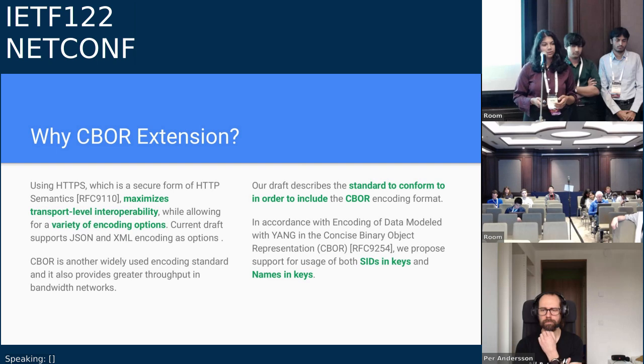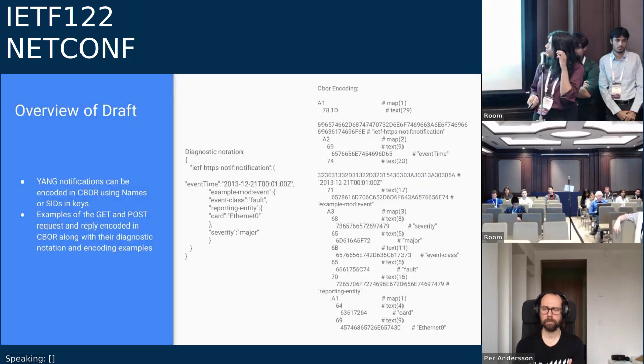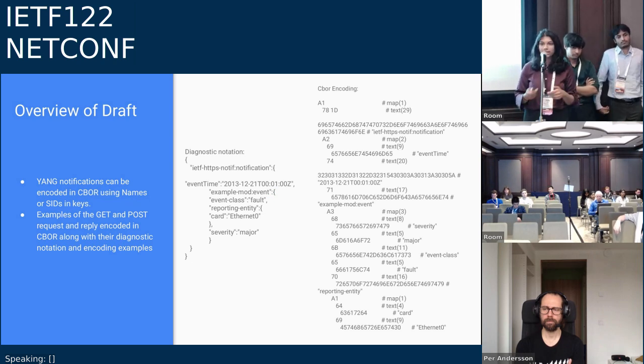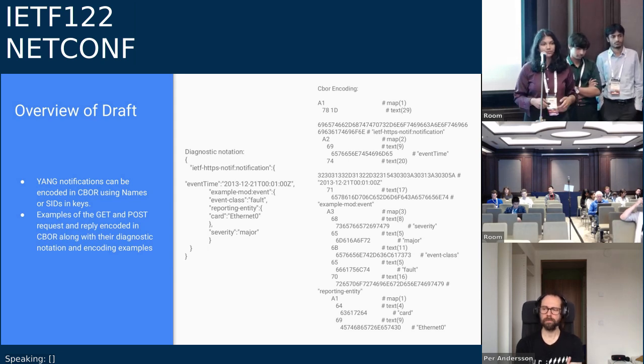As we already saw in the results, CBOR performs very well compared to XML and JSON, especially in lower bandwidth networks. So in accordance with RFC 9254, we propose usage of both SIDs, or schema identifiers, as keys and names as keys for CBOR encoding. So this is just a brief overview of our draft. The YANG notifications, as already mentioned, can be encoded in CBOR using names or schema identifiers as keys. And also in our draft, we've given examples for the GET and POST requests and replies, both encoded in CBOR with names as keys and SIDs as keys.